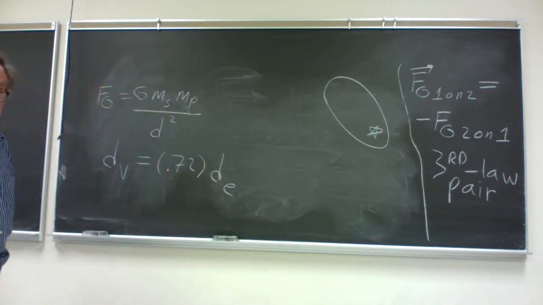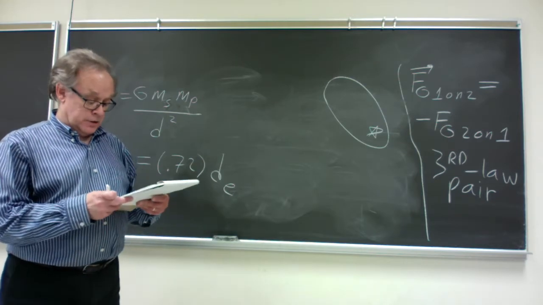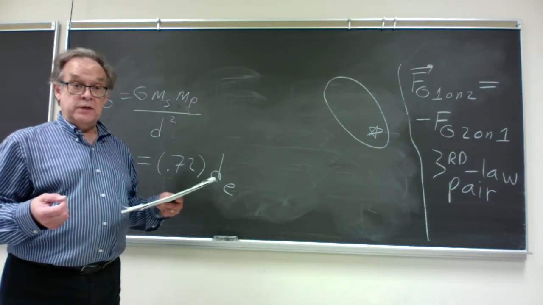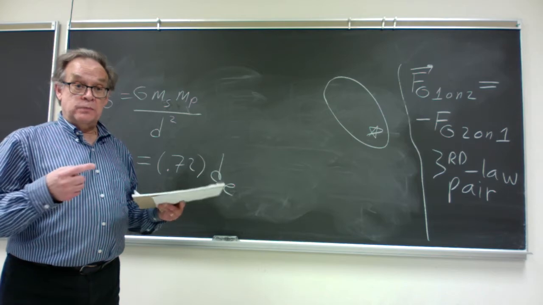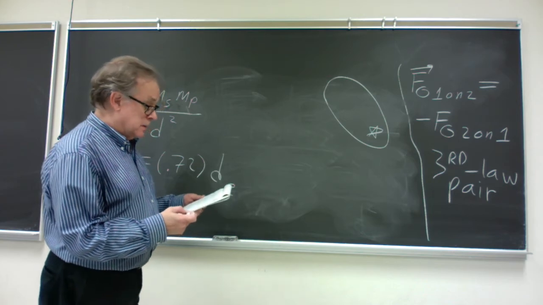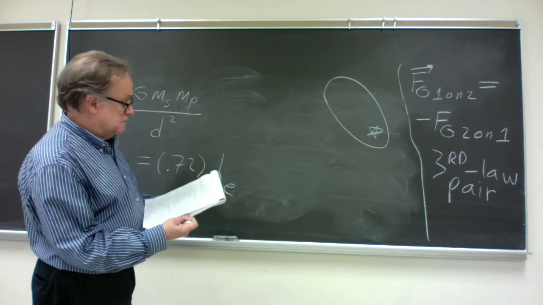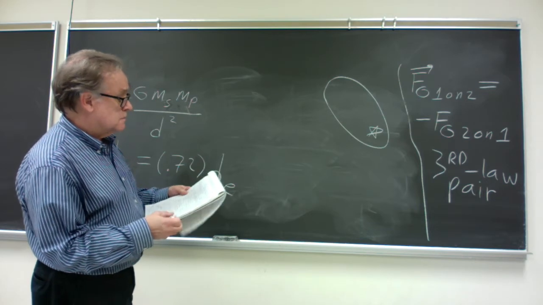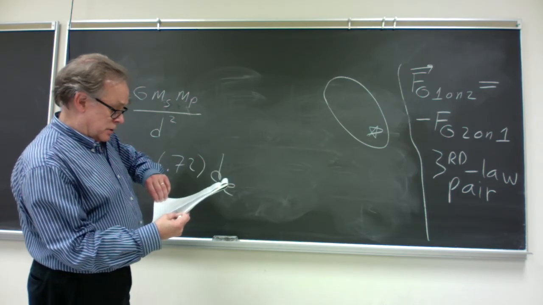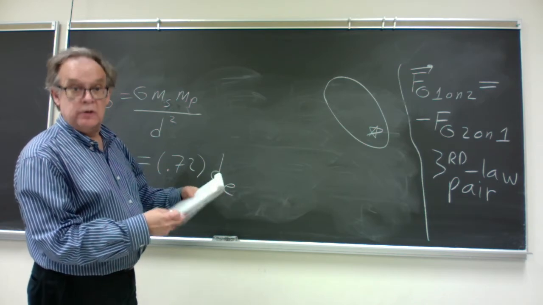So we have that. And as it turns out, the magnitude of the force from the Sun on the Earth is roughly something like this. Let me be sure I get my numbers right. About 3.5 times 10 to the 22 newtons.